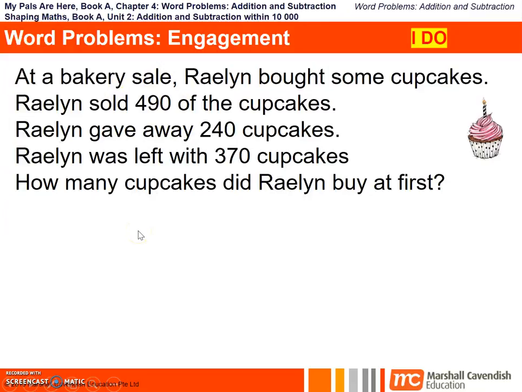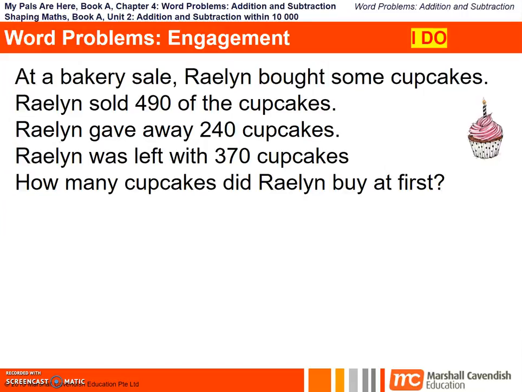Next up, Raylene gave away 240 cupcakes. So giving away, would that be adding or subtracting? Did you say subtracting? Well done. So 240 cupcakes given away would be subtracting away from the total that she bought at first. So we are going to underline cupcakes, circle 240. Raylene was left with 370 cupcakes.